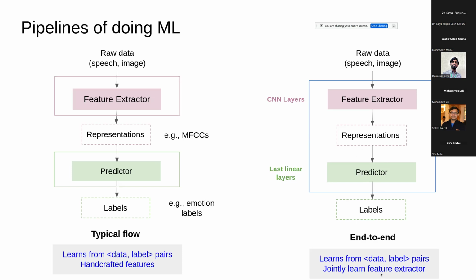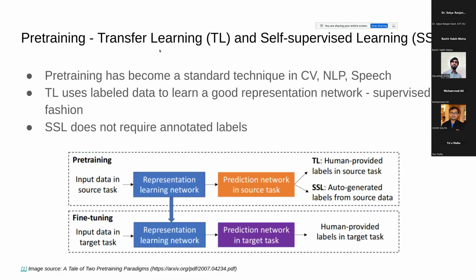Because whatever base model we build is a supervised model, and we use that supervised model to learn our new data, which is the Assamese 100 speaker data. So this is called transfer learning. Now the problem with transfer learning is that you need a huge amount of label data to get a good representation. So transfer learning uses label data to learn good representation. So this is a supervised paradigm.